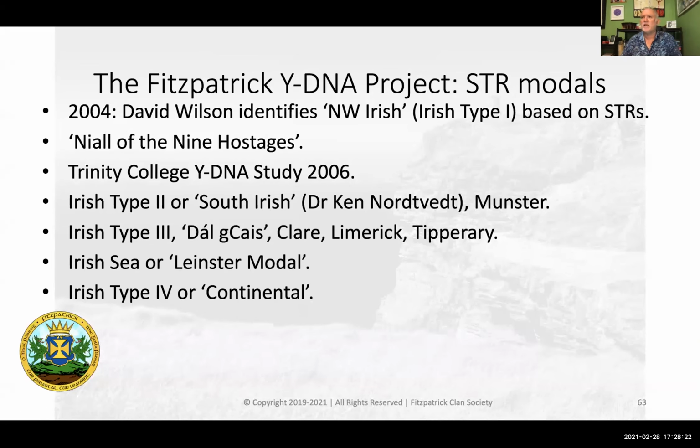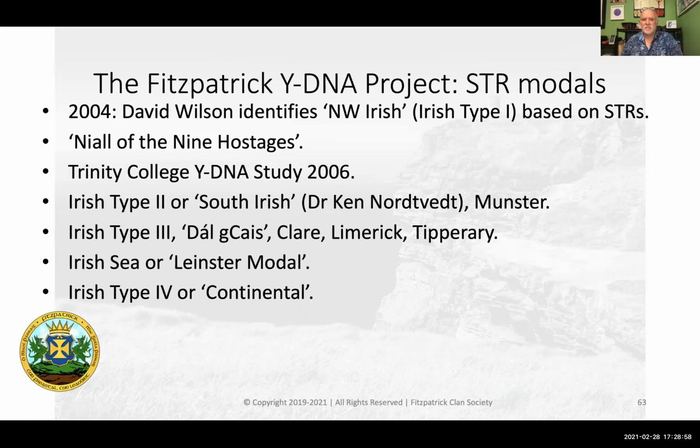At the same time, Colleen was grappling with naming these groups and figuring out where they were. Other genetic genealogists around the world were doing the same thing. And a guy called David Wilson identified that many men in the northwest of Ireland had a particular STR signature, and they were called Irish type 1. Out of that came the whole 'I descend from Niall of the Nine Hostages' theory and debate, which is largely debunked now. Also out of that came a large study by Trinity College.